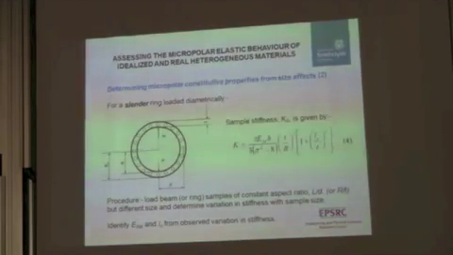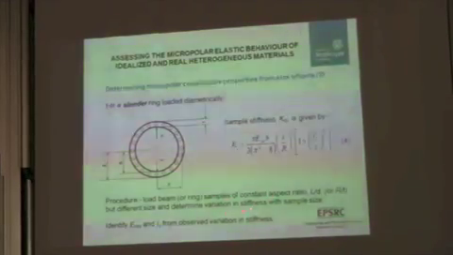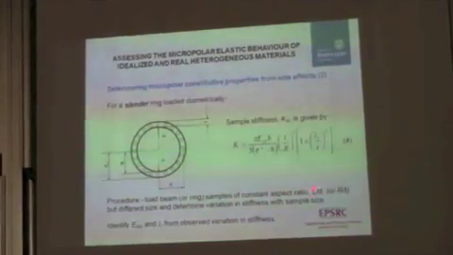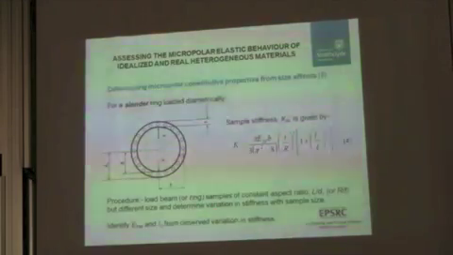So our experimental procedure is to load either beam or ring samples of constant aspect ratio, that's either L over D or R over T. So we keep this factor constant, but the samples are of different size. Now, classical Cauchy elasticity theory says that if the aspect ratio is constant, they should all be the same stiffness despite the difference in size.